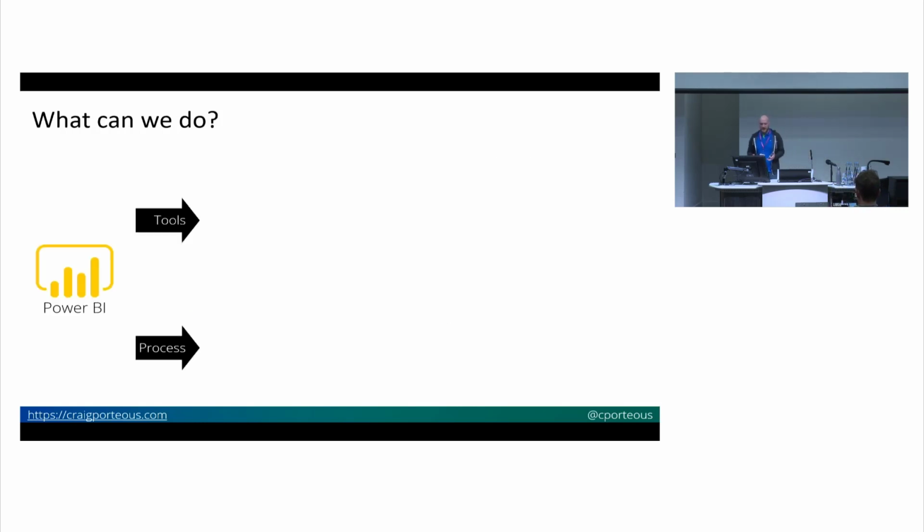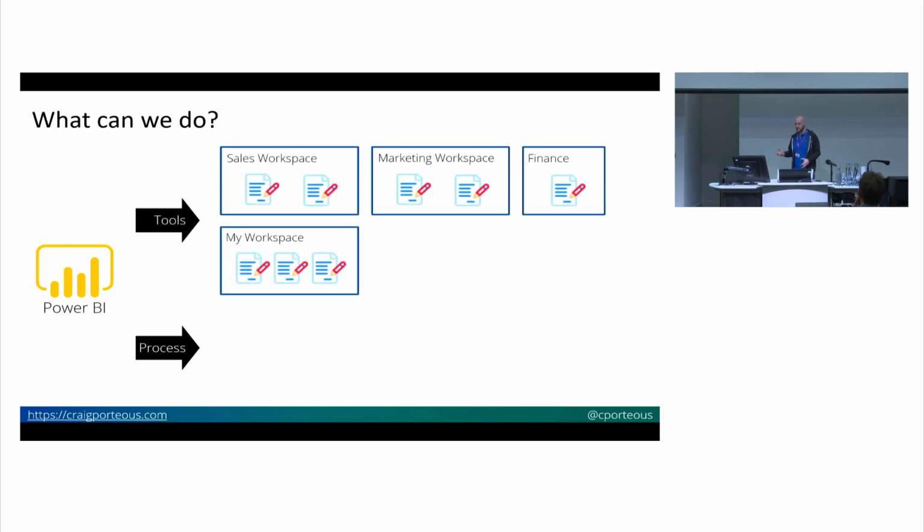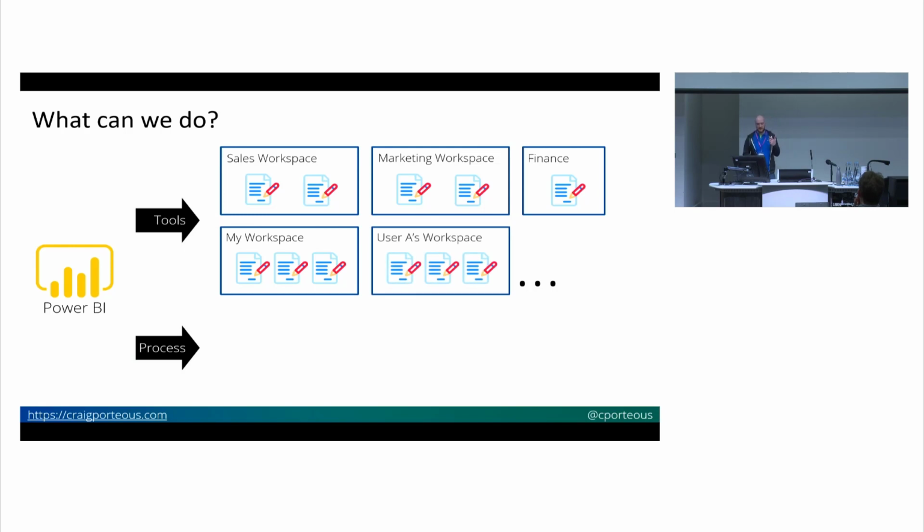So thinking about what we can do here, in my mind, there's two separate approaches. You can use tools to get what you need, or you can use processes. If we think about tools, I have access to a sales workspace, your marketing workspace, finance, and then I've got my own one. I can just do something to take a backup of all those workspaces and all the reports and content within them, and that's fine. That's me working with tools, working around the users.